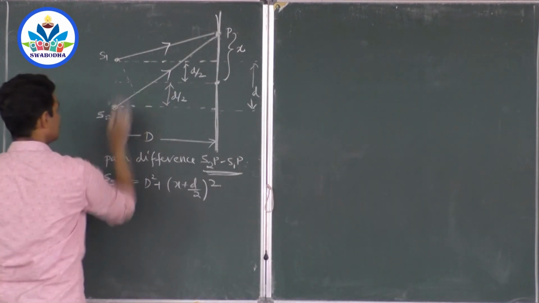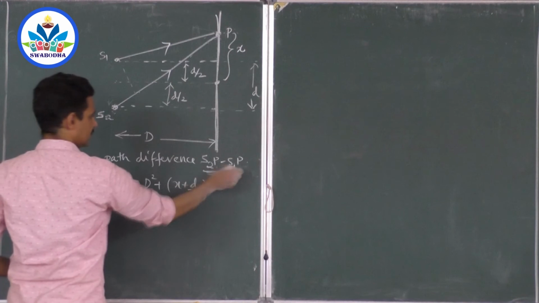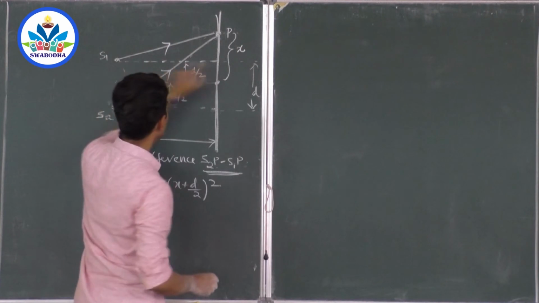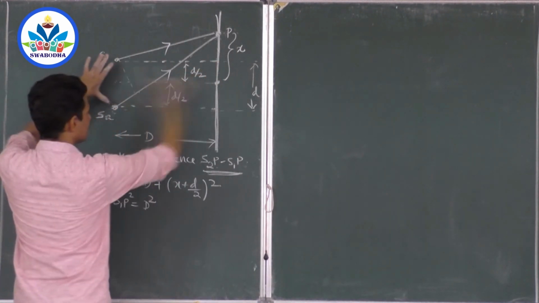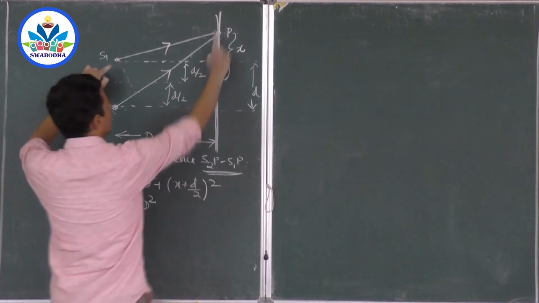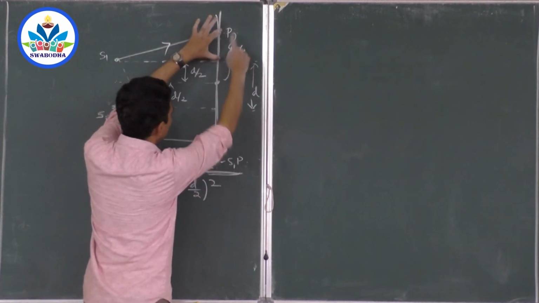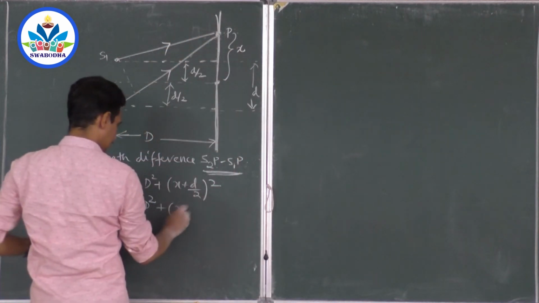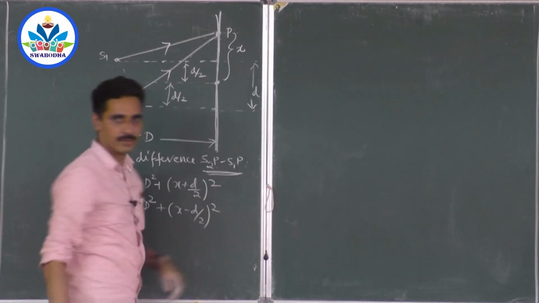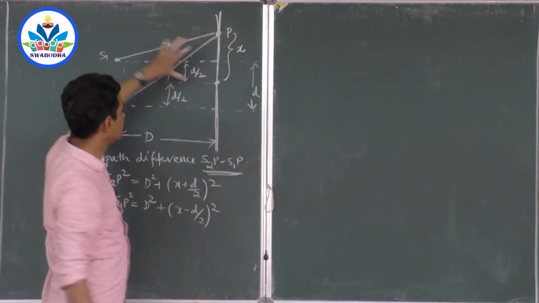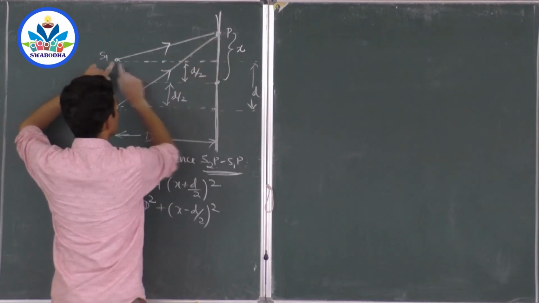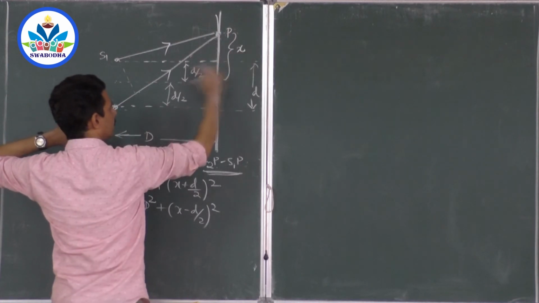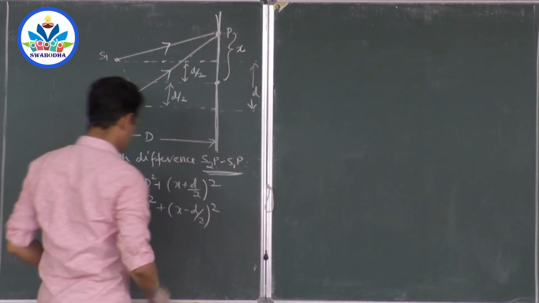What is S1P square? Because I want this one. S1P square is equal to, this distance square is equal to D square, the distance between the sources and the screen, capital D square, plus this one. What is this one? Out of whole x, remove this half D. Then you will get this one: x minus D by 2 whole square. Do you agree? Hope you have followed, right? This S1P whole square is equal to capital D square plus this height, which is out of x, remove D by 2. Then this will remain: x minus D by 2 whole square.